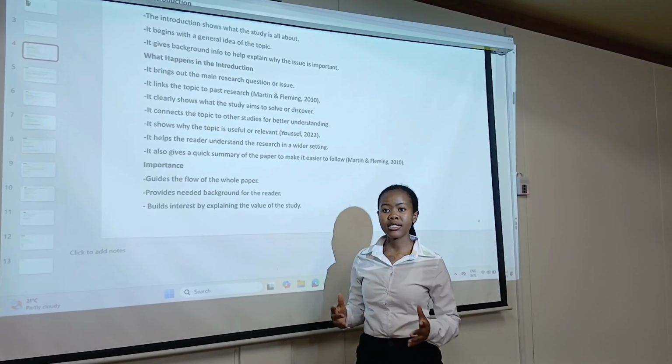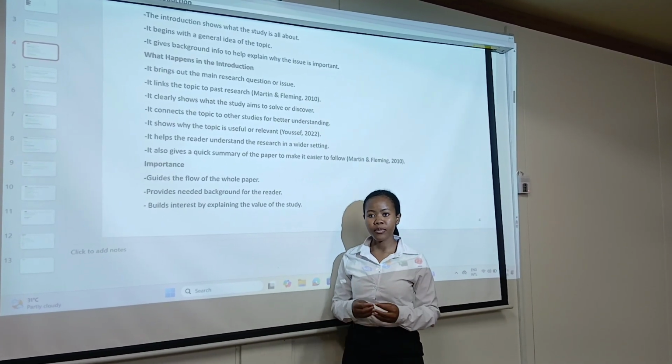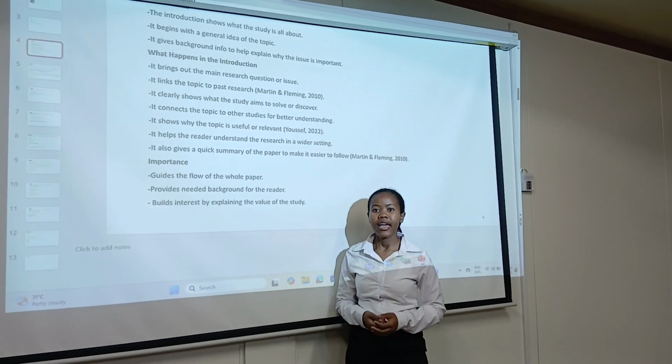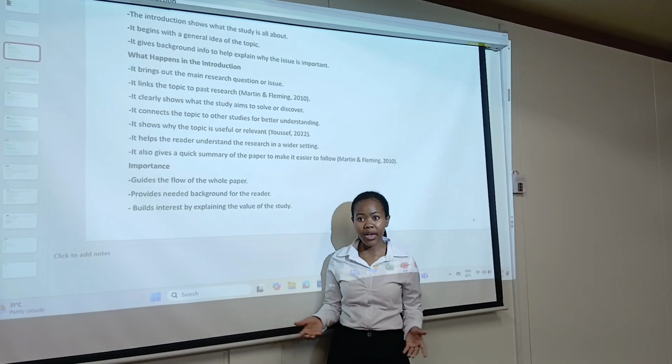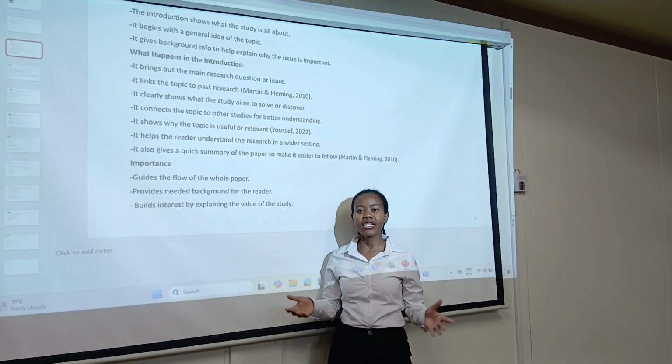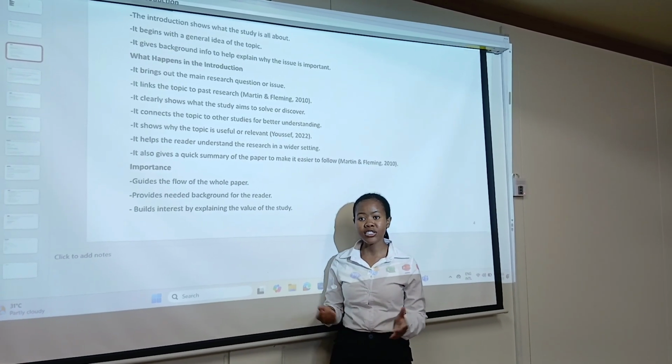A strong introduction connects the topic to previous related researches, showing how the issue links to prior findings. It explains why the topic is interesting.